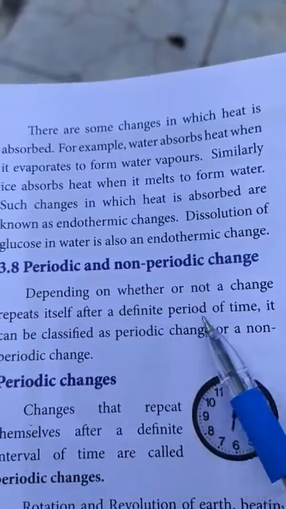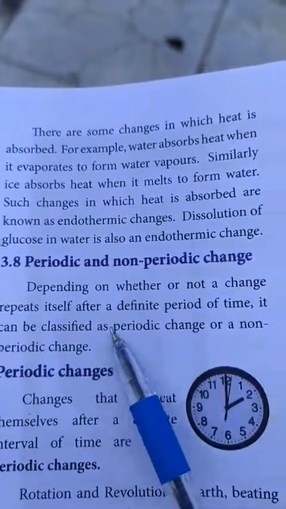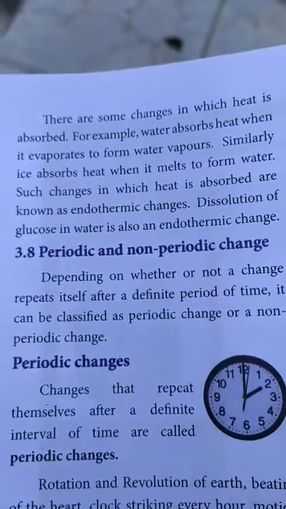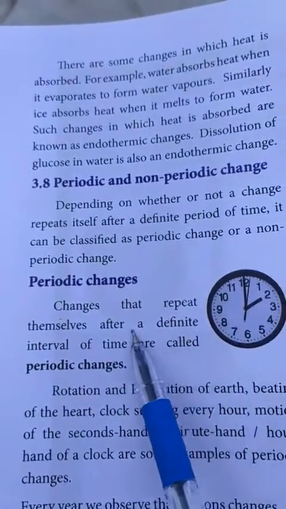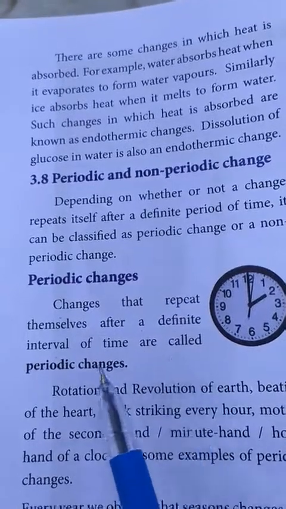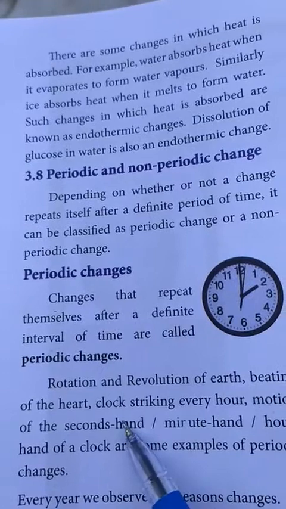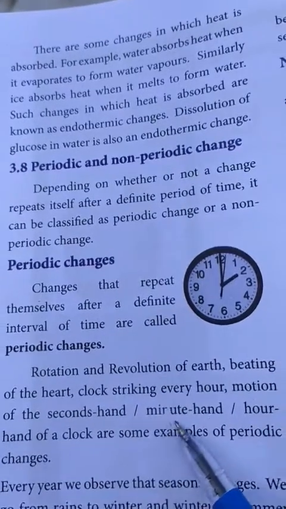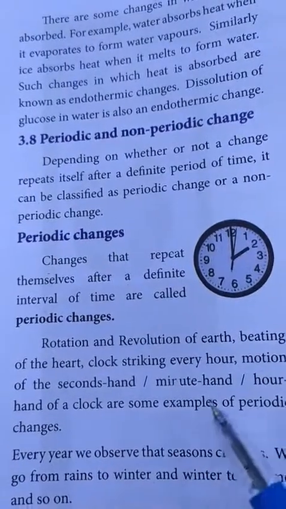Periodic and non-periodic changes. Depending on whether or not a change repeats itself after a definite period of time, it can be classified as periodic or non-periodic. So periodic means changes that repeat themselves after a definite interval of time are called periodic changes. For example, rotation and revolution of the earth, beating of the heart, a clock striking every hour, motion of the second hand, minute and hour hand. So these are all periodic changes.